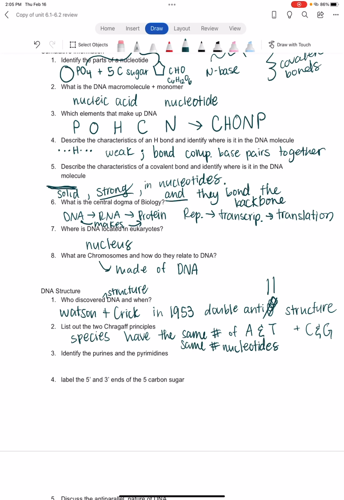Okay, identify the purines and the pyrimidines. So A and G, purine. C and T, pyrimidine. And remember, this will be double halo, and this is single halo. Label the 5' and 3' ends of the carbon sugars. So remember, we have 5. Sorry, hold on.